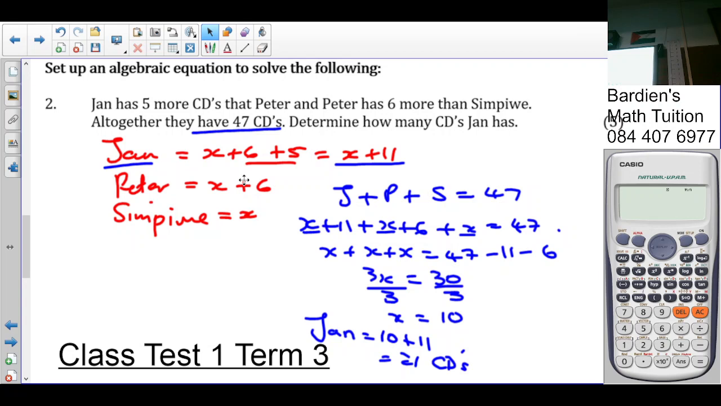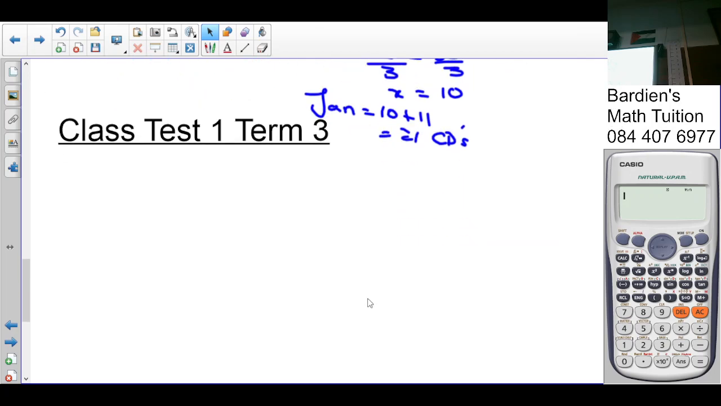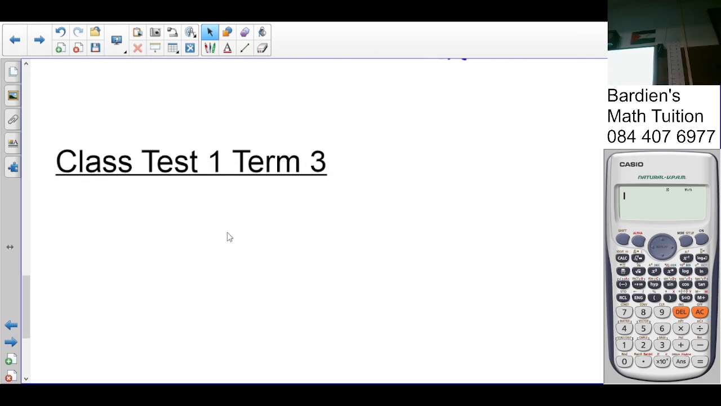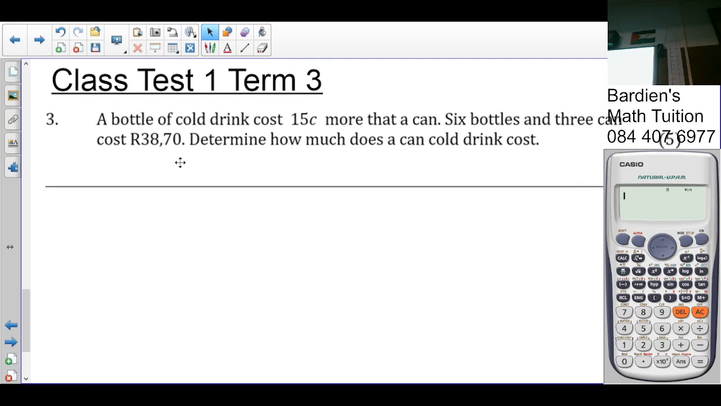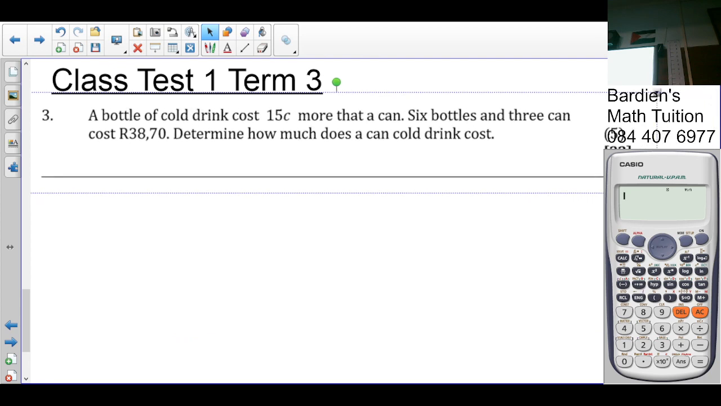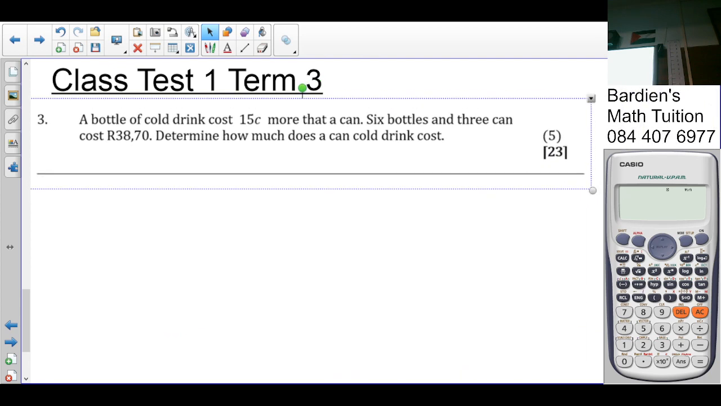Right, people, are you guys okay with this? The last one. A bottle of cool drink costs 15 cents more than a can. You know the blicky? A can? Yes, in a bottle. So, people, this was back in the days. Now it's not 15 cents. I don't think you guys know what 15 cents is.